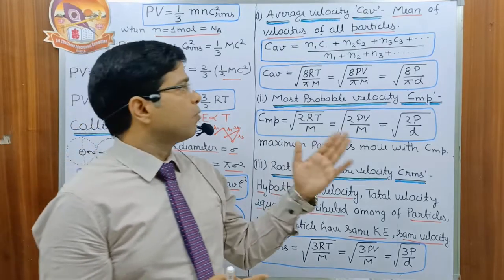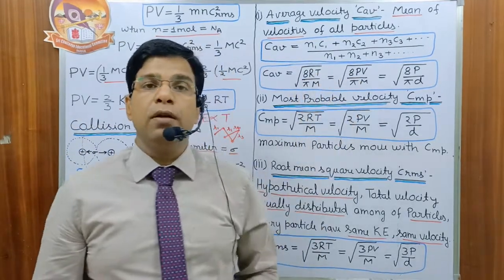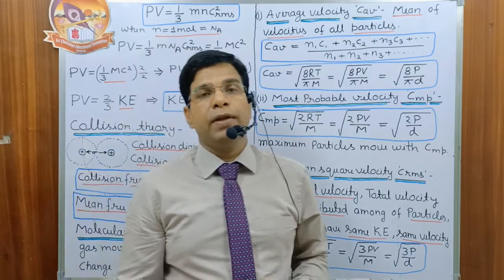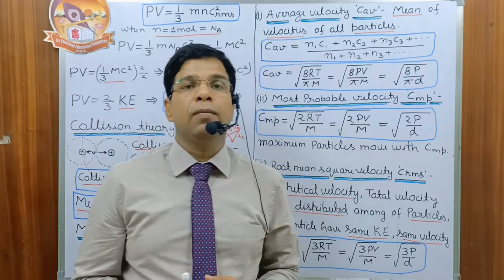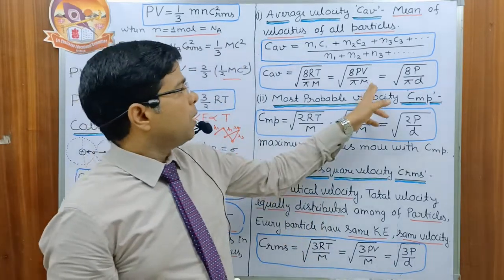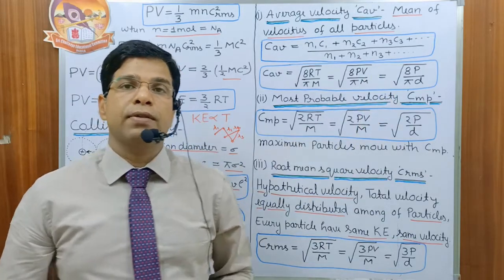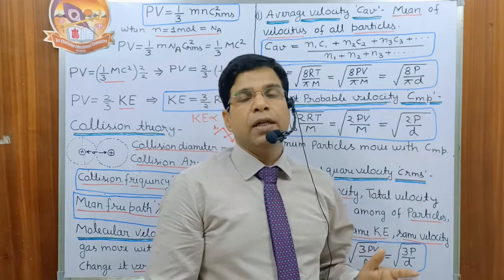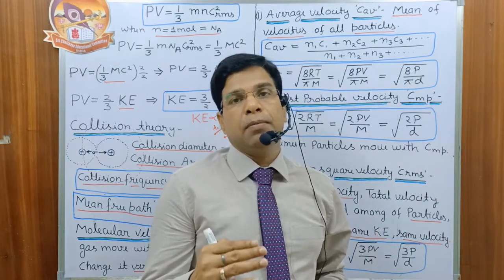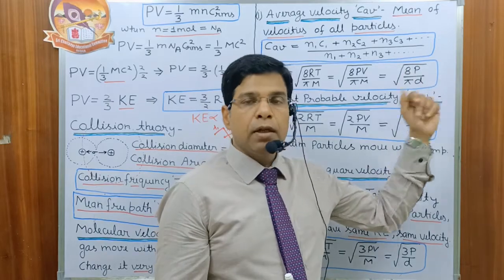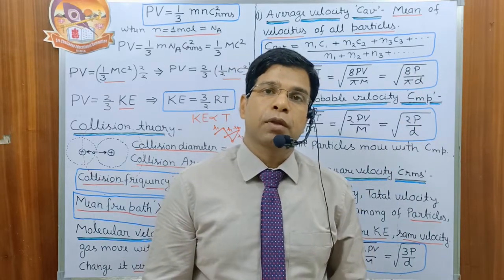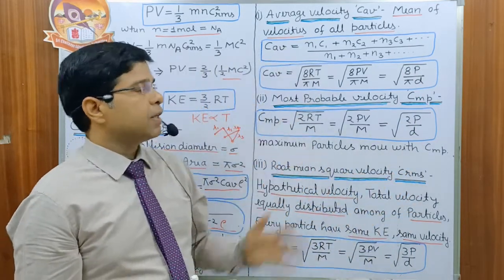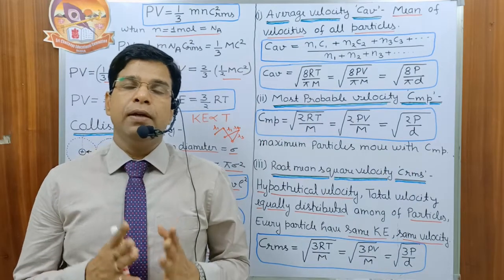It can also be written that RT is equal to PV. So the same quantity can be written as under root 8PV upon pi M. Now mass divided by volume becomes the density. In such case it can be written as under root 8P divided by pi d.